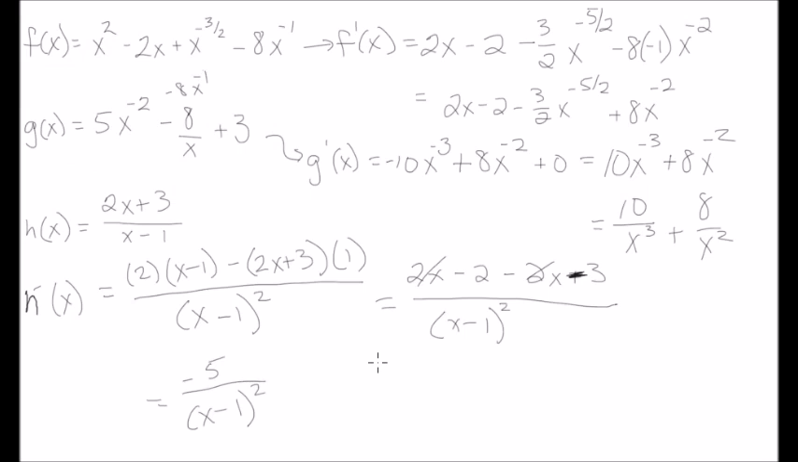In this case, it's possible the quotient rule was actually easier. It's sort of six of one and half a dozen of the other.